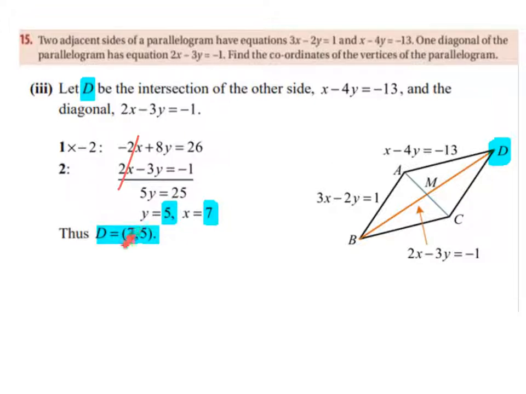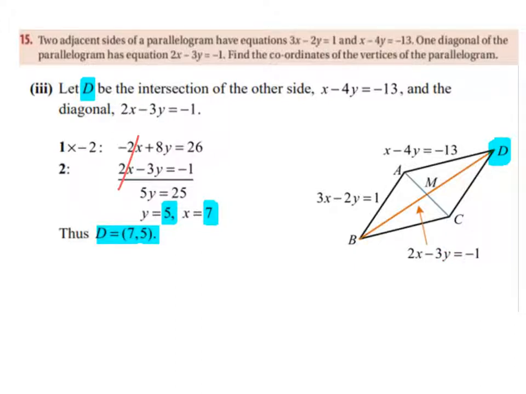So solving for y, we get y is equal to 5, and subbing that into one of the equations, doesn't matter which one, we get x is equal to 7. So the point D is 7, 5. So our other vertex is 7, 5. Now all we have to do is find point C.